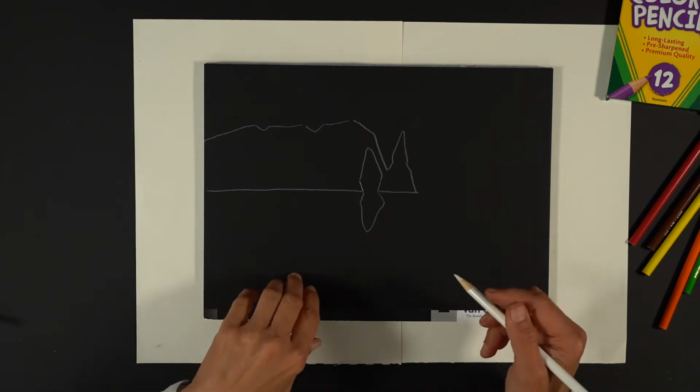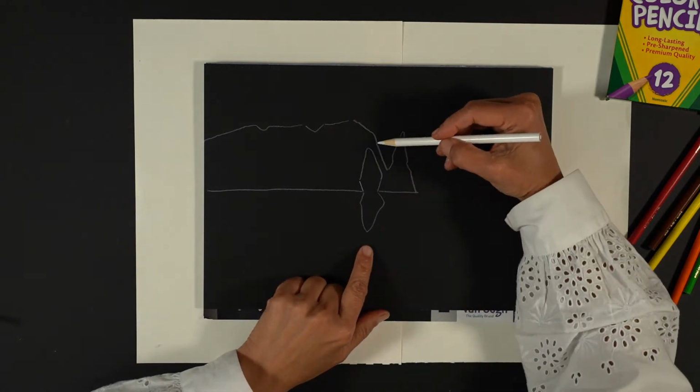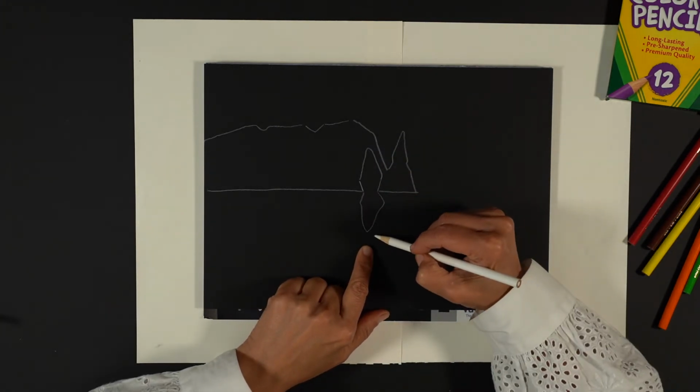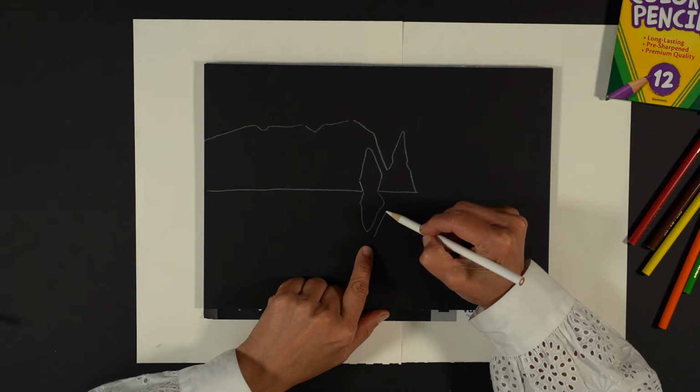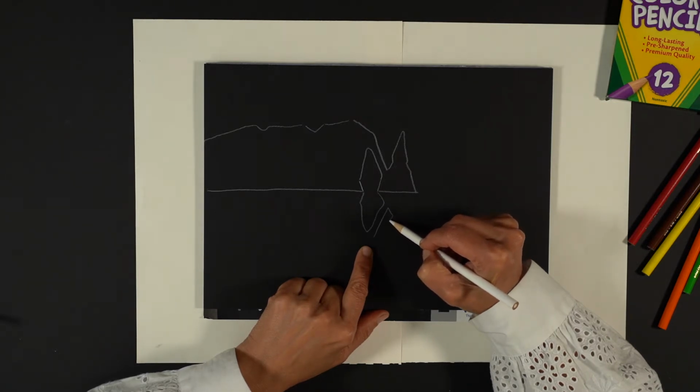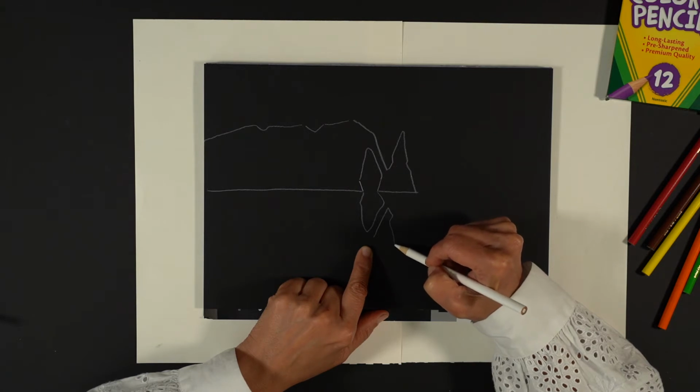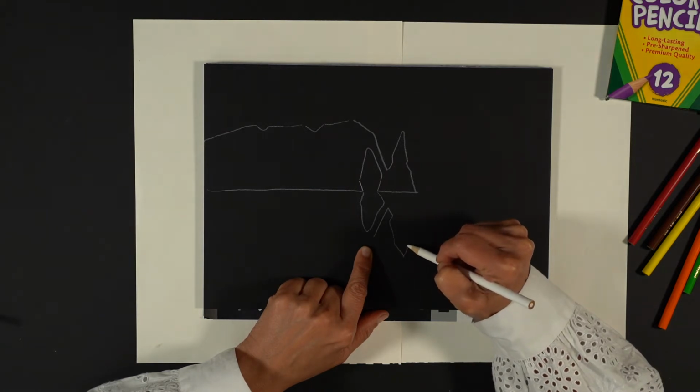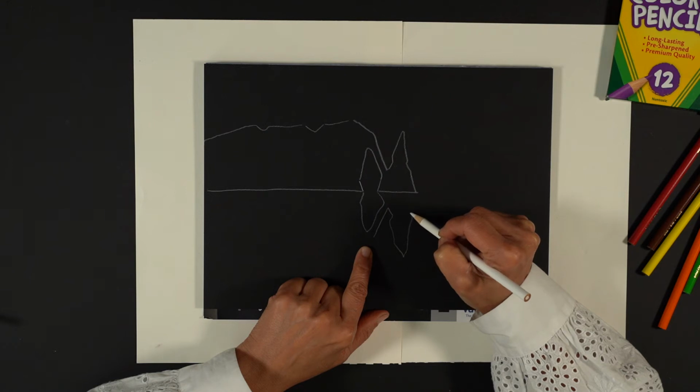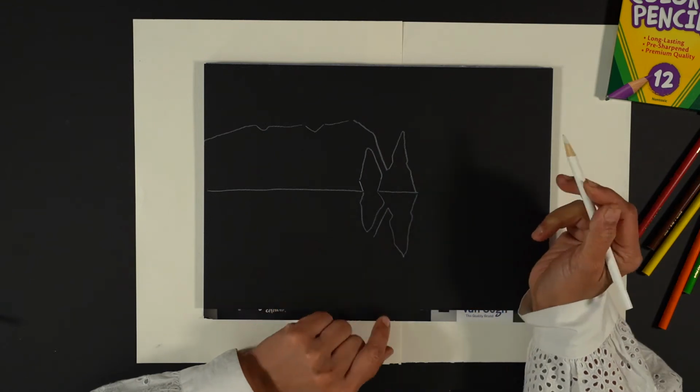Is everybody ready? The next step, remember how we made this skinny line? You're going to repeat that skinny line here. And as it comes down, you're going to go out, bring it over, like this.